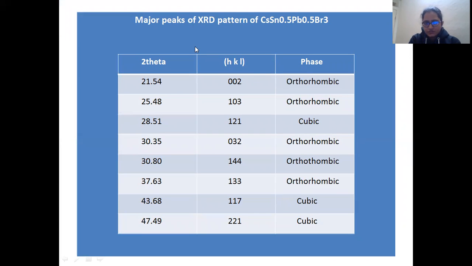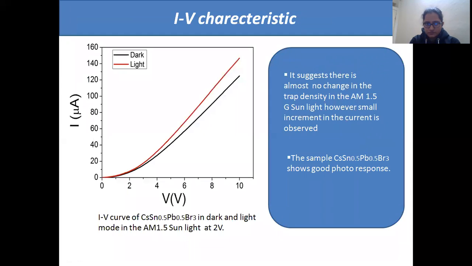I have located some major peaks of CsSn1/2Pb1/2Br3 for the orthorhombic phase and cubic phase. So here we can see that most of the peaks correspond to the orthorhombic phase and a few peaks correspond to the cubic phase.